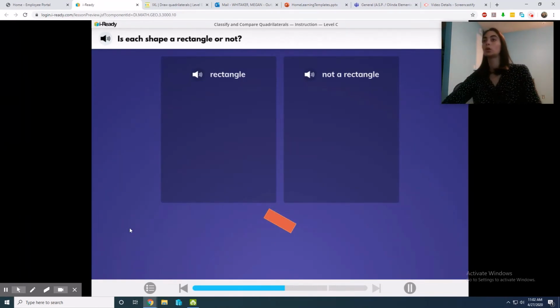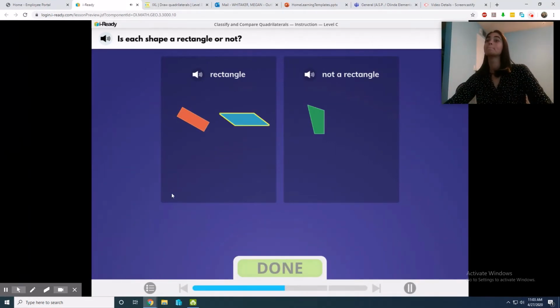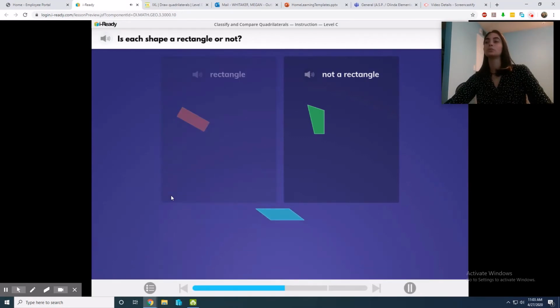Okay, so now we're sorting rectangles. So this one's a rectangle, has 4 sides, and the top is the same, and the sides are the same. This one is not, because the top and the bottom are not the same. Good, good. This one is, because the top and the bottom are the same, and the sides are the same. Oh no! None of the angles in this parallelogram are right angles, so this is not a rectangle. Okay, move it to this bin.